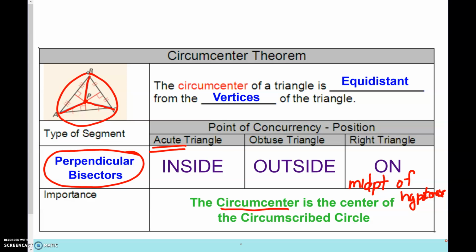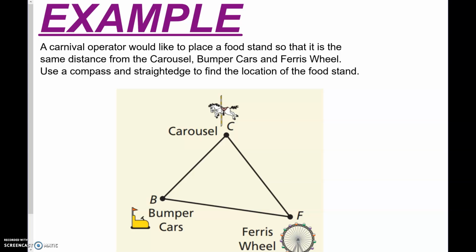All right, I am going to go on. A carnival operator would like to place a food stand so that it's the same distance from the carousel, the bumper cars, and the Ferris wheel. How can we find a point so we can put the food stand so it's equidistant from each one? Well, what did we just find out? If it's equidistant from each vertex, can't we construct the perpendicular bisectors of each side?